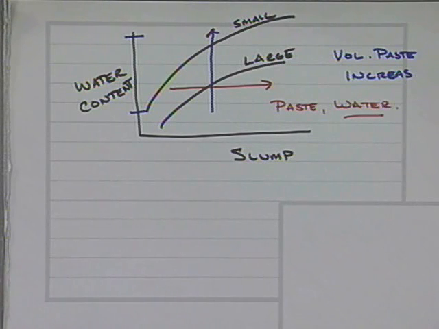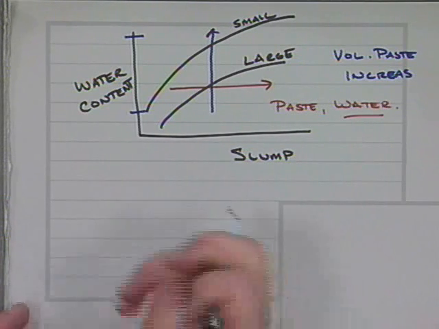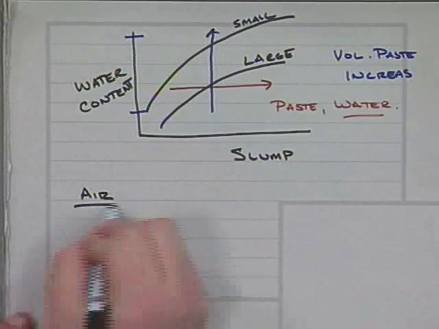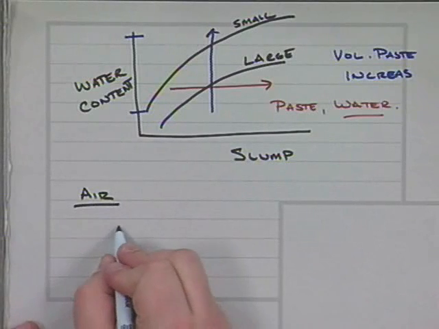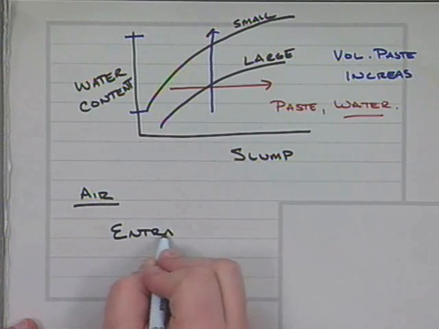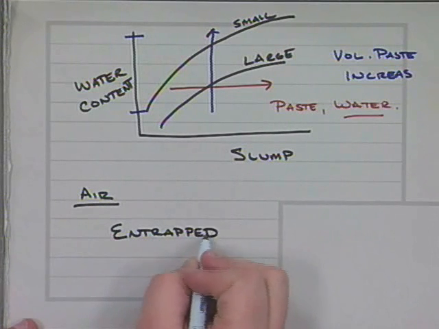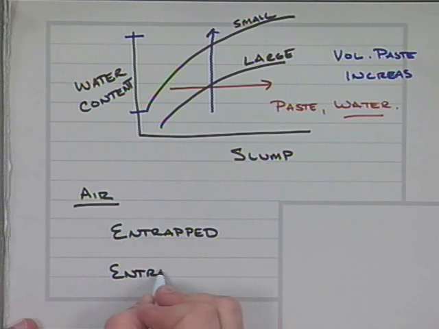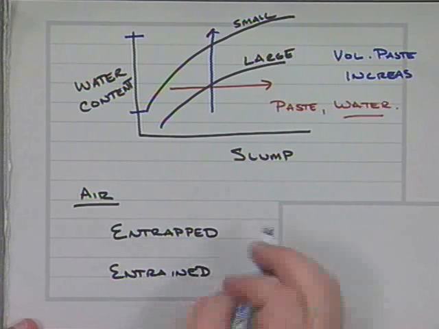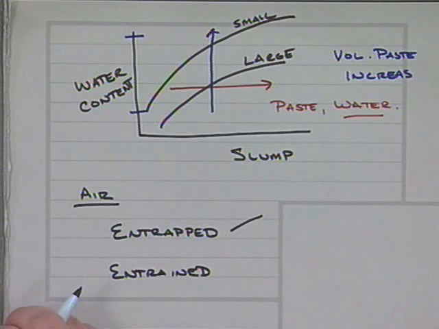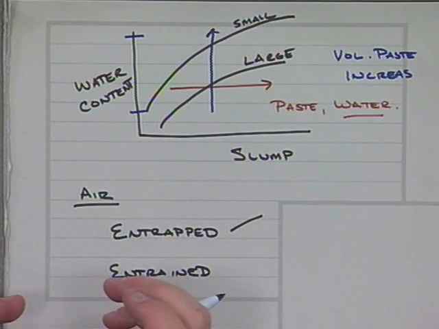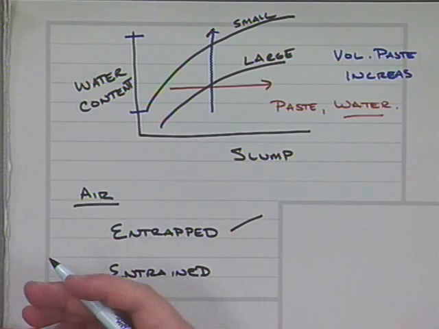Now, the final thing that we got into discussions about was this idea of air. And we talked a little bit about the idea that we're going to have two types of air inside of our concrete. And we gave them the names: entrapped air, and then entrained air. And you'll remember that the entrapped air was really the air that was generated by the mixing process and sort of got stuck inside of the system.